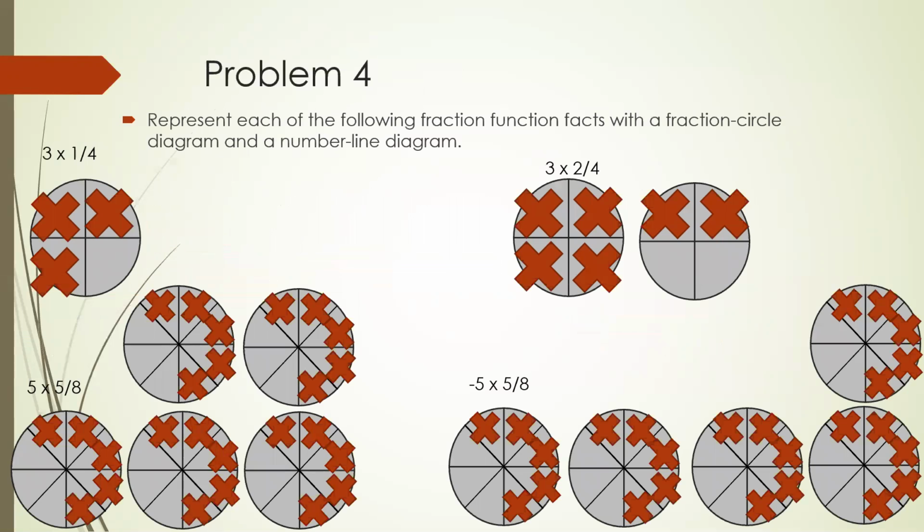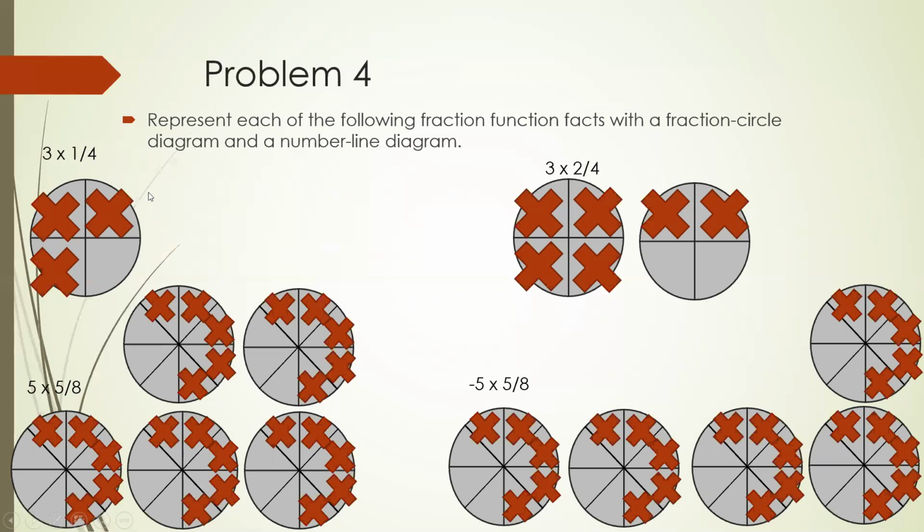Problem 4, we are using shading on these circles to figure out the fraction and how they work. So we've got 3 times, or multiplying fractions, excuse me. So we've got 3 times 1/4. So this whole circle is 4. So out of these, we're shading 1/4 3 times.